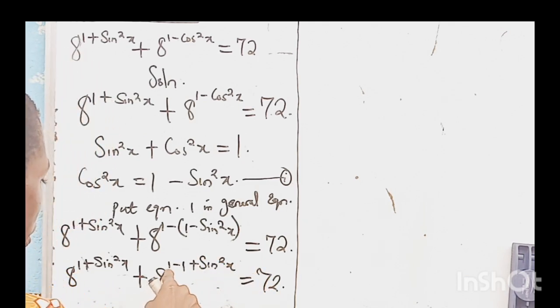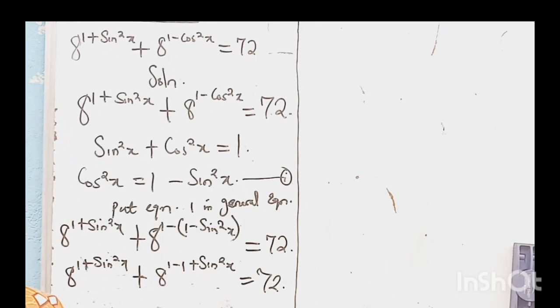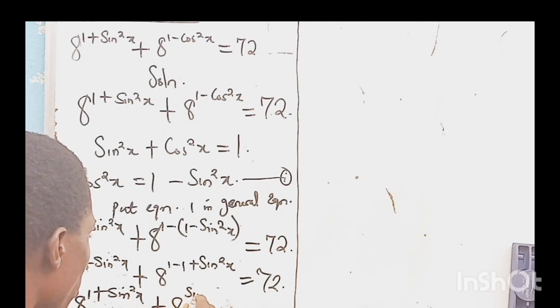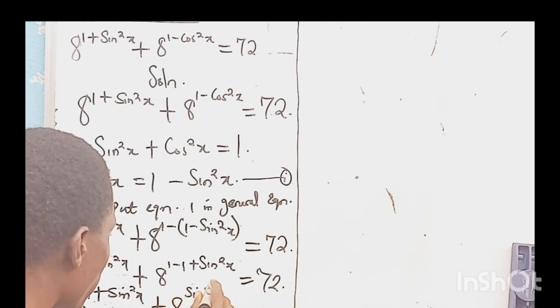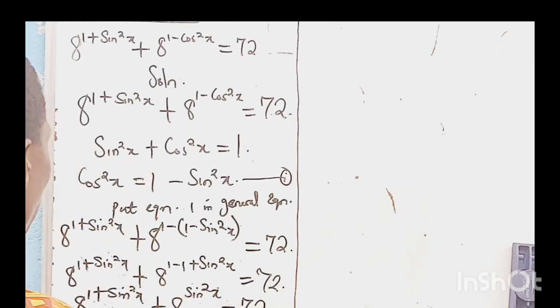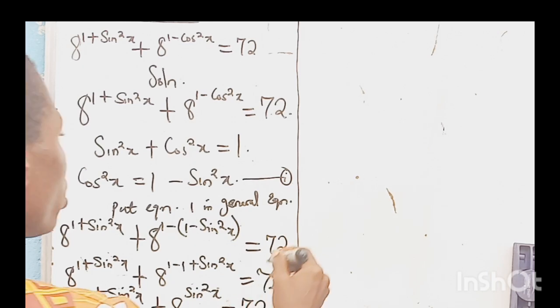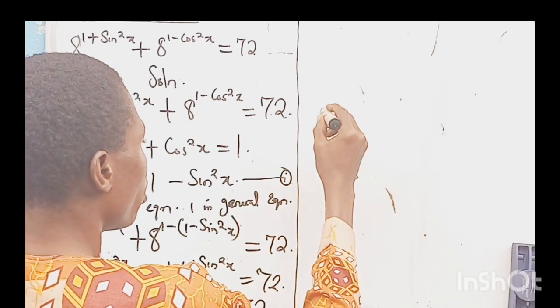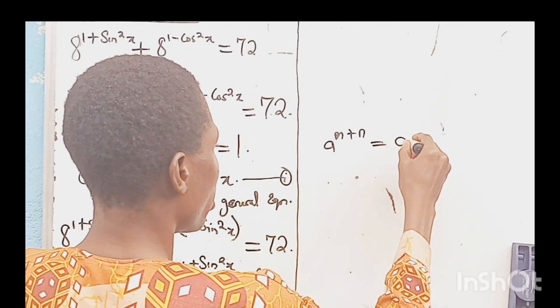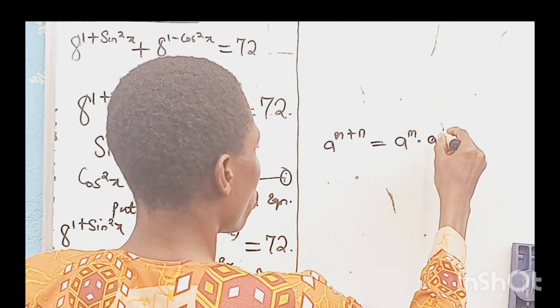So the 1 minus 1 is 0. So that has been eliminated, and what is left is 8 raised to the power of 1 plus sine square x plus 8 raised to the power of sine square x equals 72. So from here we can apply the law of indices, the law of multiplication, that states that a raised to the power of m plus n is the same thing as a raised to the power of m times a raised to the power of n.